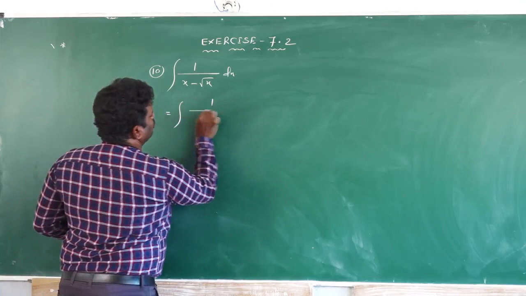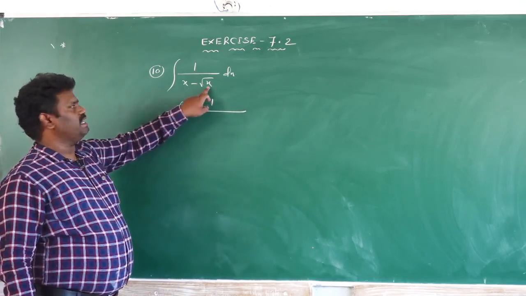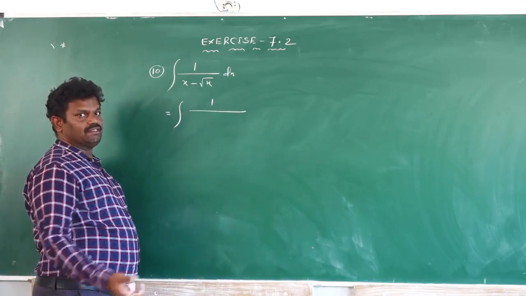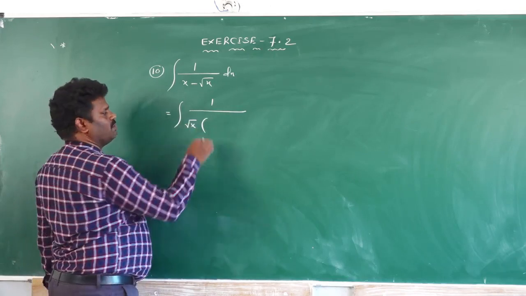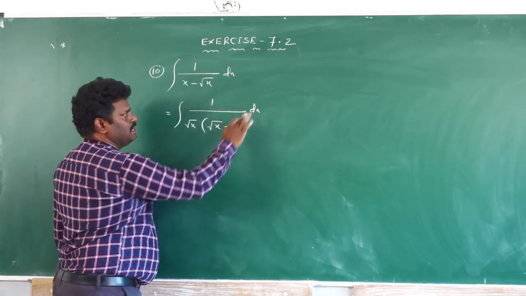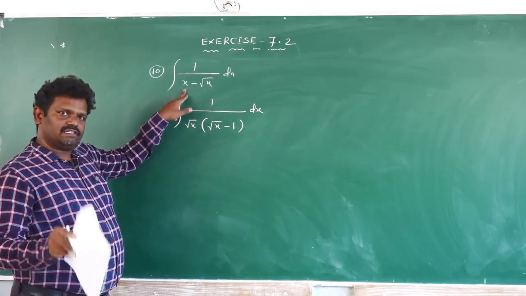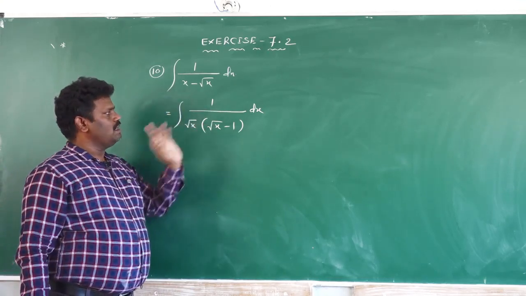Integral 1 by, now here root x common is possible. Root x is already there. X, how do we write it in terms of root x? Root x into root x is x. So that's why we take root x common. When we take root x common, we write root x into root x minus 1 dx. In place of x, root x into root x, and root x common, 1 in place of 1.